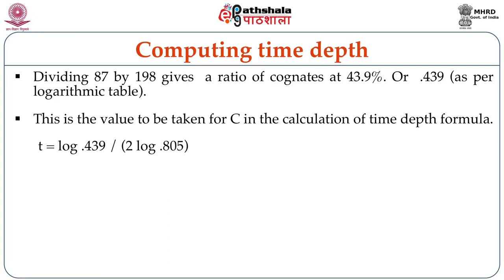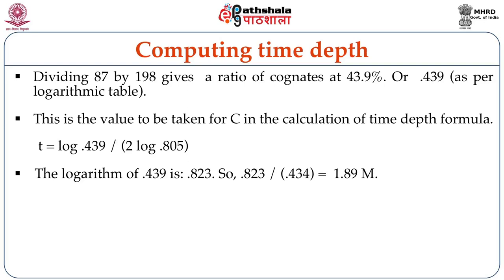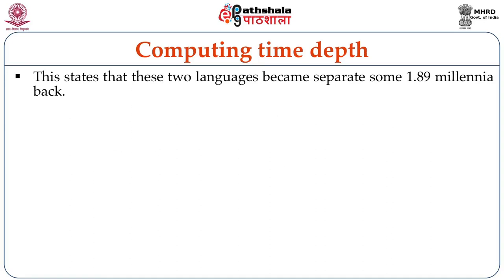So T equals log 0.439 by 2 log 0.805. The logarithm of 0.439 is 0.823. So 0.823 by 0.434 gives a figure of 1.89 million. This states that these two languages became separate some 1.89 million years back.